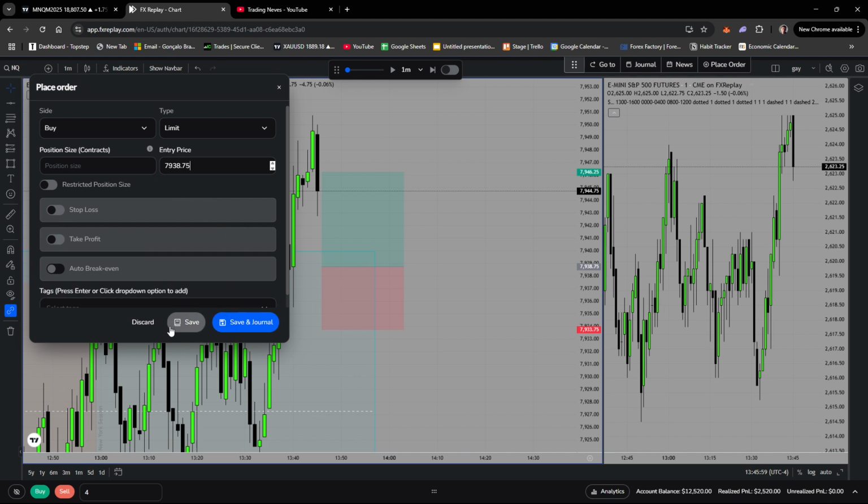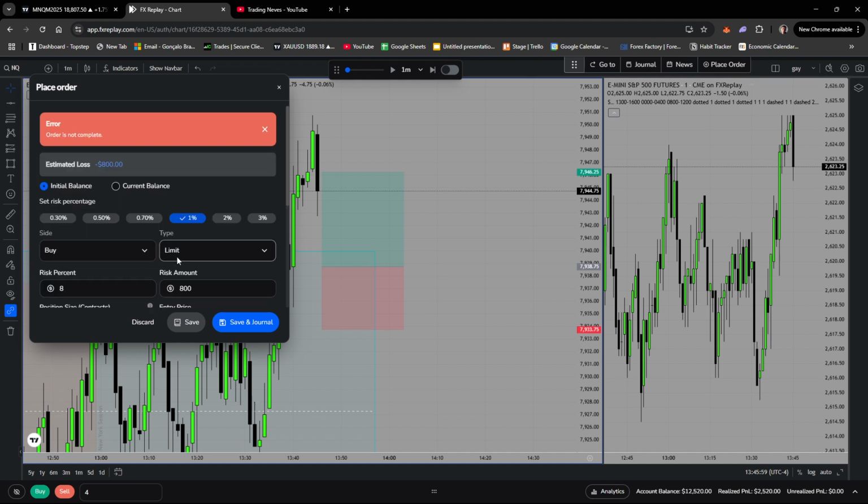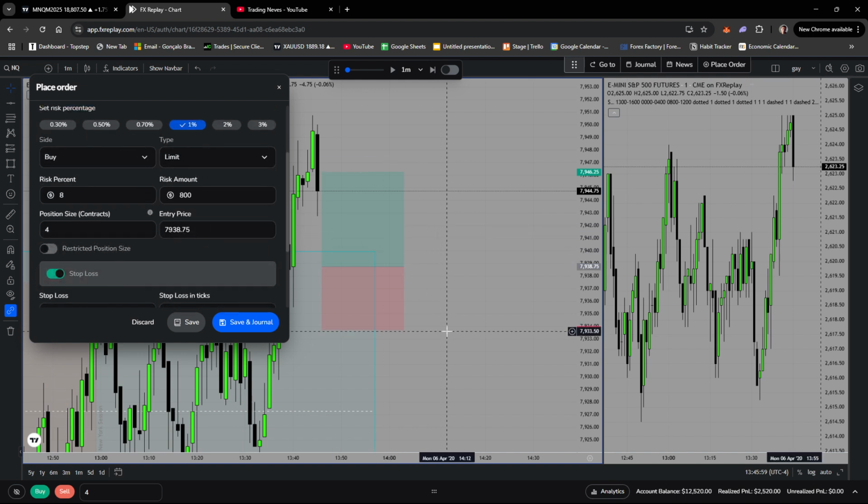Price. Save. Error. At position size. So we want 8 contracts. You know what? We can press the stop loss as well. Doesn't take too long.